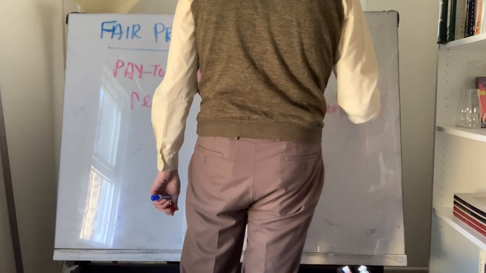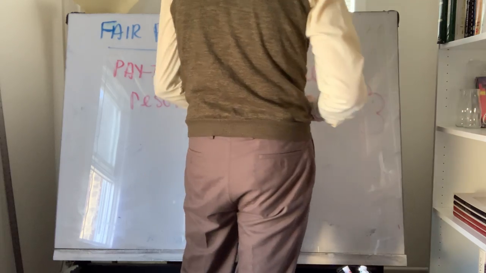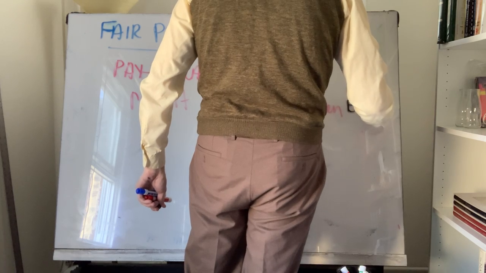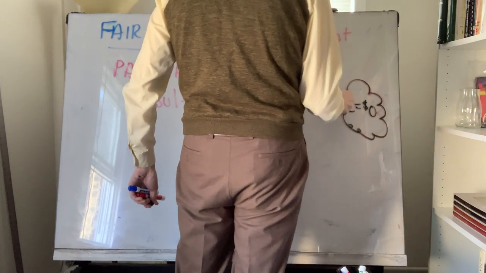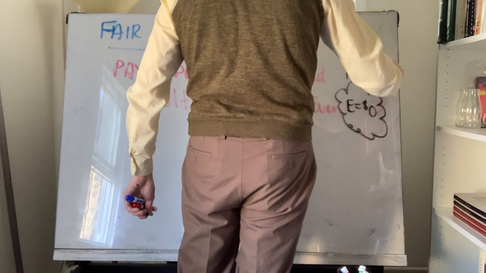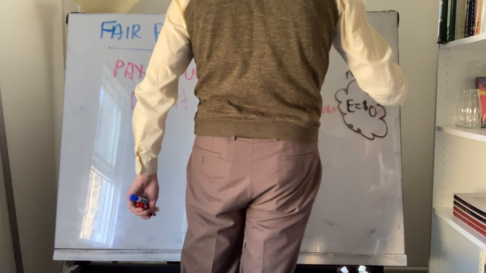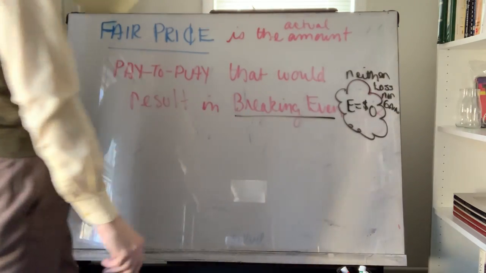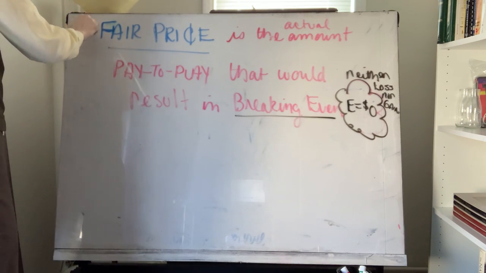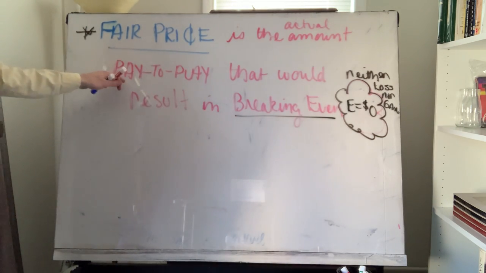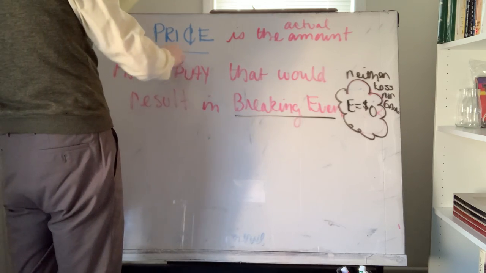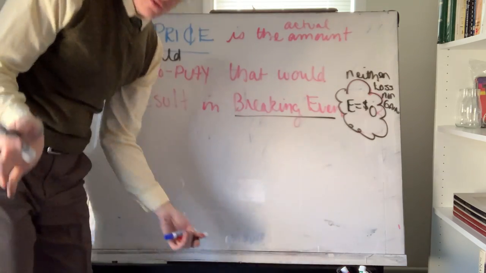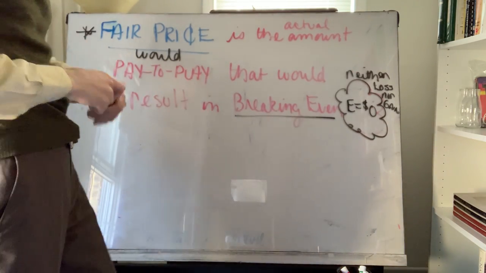Which means what? That the expected value would be equal to $0. It'd be perfectly neutral, neither a loss nor a gain when one breaks even. All right, so to reiterate that, fair price is essentially the actual amount that a person would pay to play that would result in breaking even. That doesn't mean that that actually happens, it's just that you're figuring it out as an afterthought.